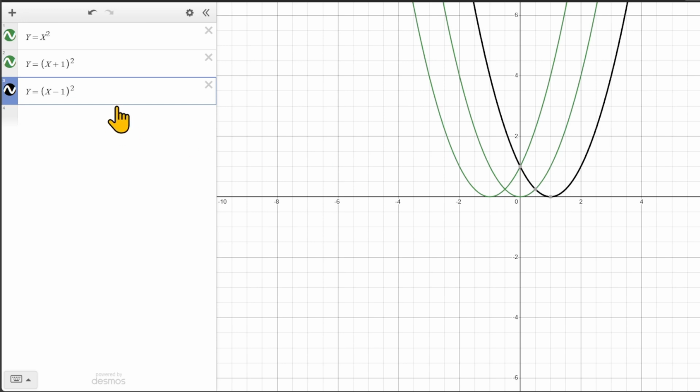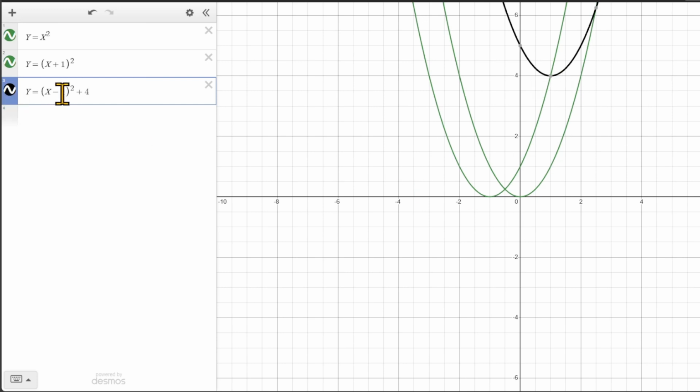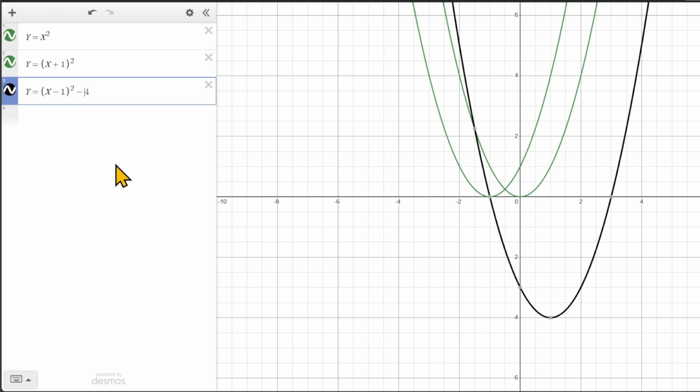And then, of course, we have combinations. I can go +4, and this will shift it. The -1 went to the right one space, and the +4 outside shifted it up. And if I was to do -4, it would shift it down 4 spaces.